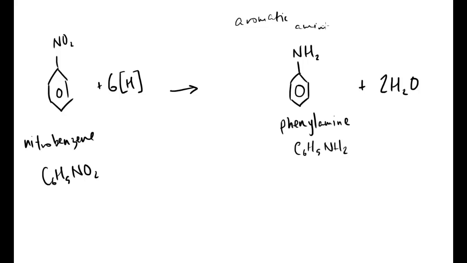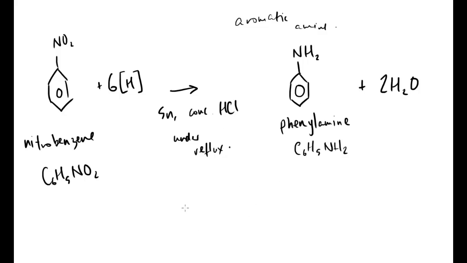Now, as with everything else, there are conditions required for this. Our condition is going to be tin as a catalyst, and we're going to use concentrated hydrochloric acid for the reaction, and we're also going to do it under reflux, which at this point you should know what reflux is. If you don't, you need to look it up very, very quickly. That was part of the AS.